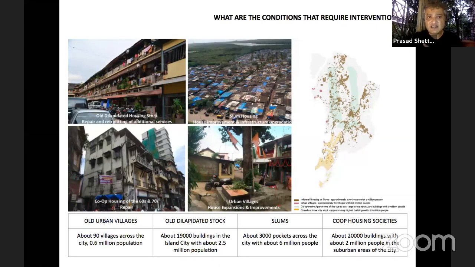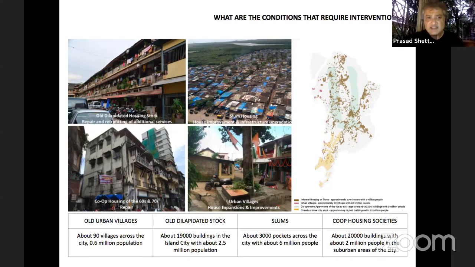The three years were structured like this. The first year we decided to study the context, to see what is the scope, what is the context for each of these, repair and retrofit. The second year we decided to look at existing practices of repair and retrofit. And the third year we decided to develop strategies for repair and retrofit.